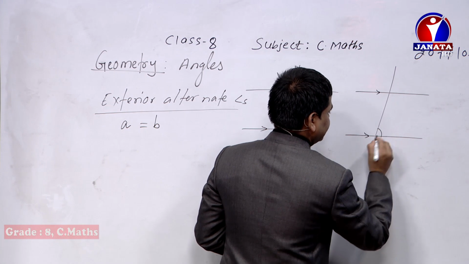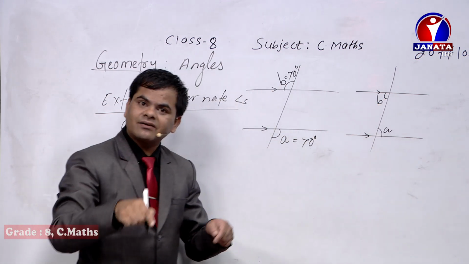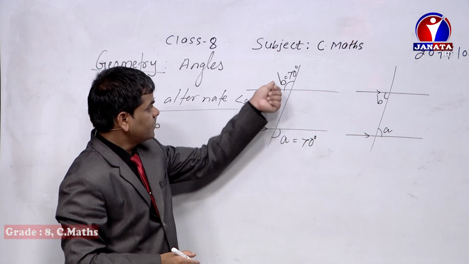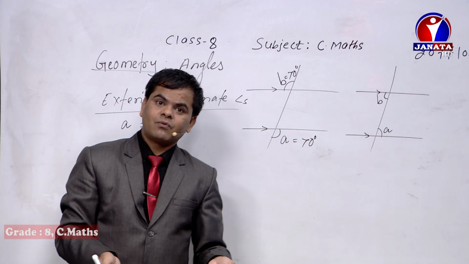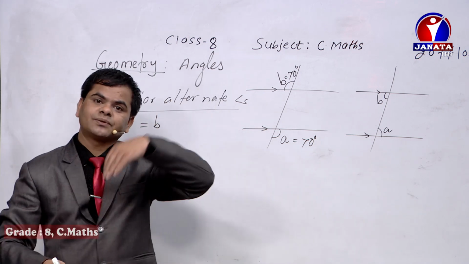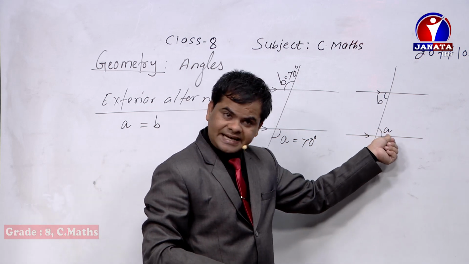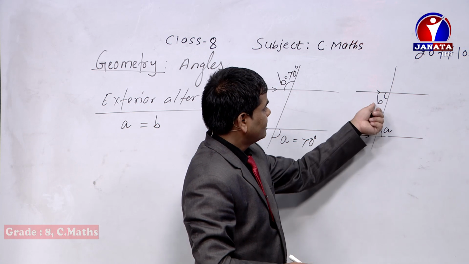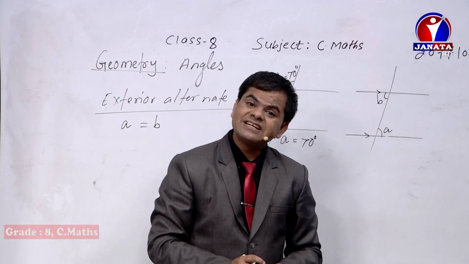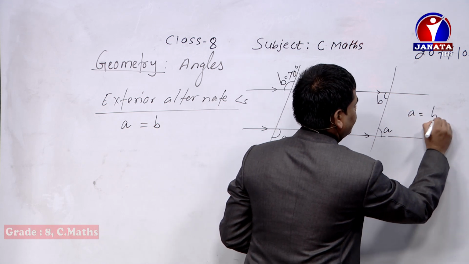For example, this is A, this one is B. Both are inside, that's why they are known as interior. Here both are outside, that's why they are known as exterior. And alternate means one should be on the right hand side, another should be on the left hand side. So here also A is on the right hand side, B is on the left hand side. As a result, these are known as the interior alternate angles, and their relation is that they are equal to each other.